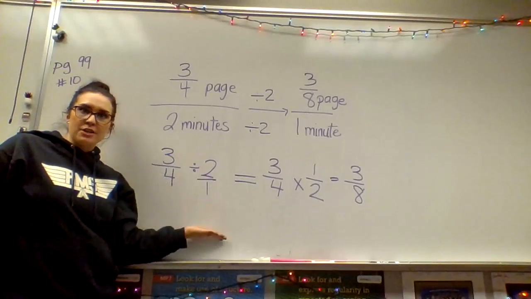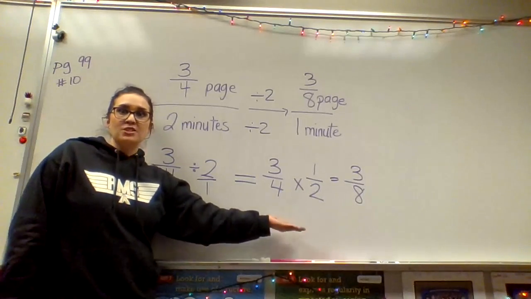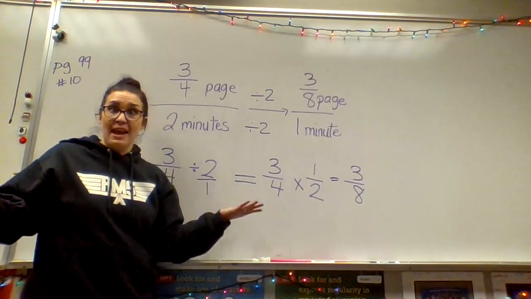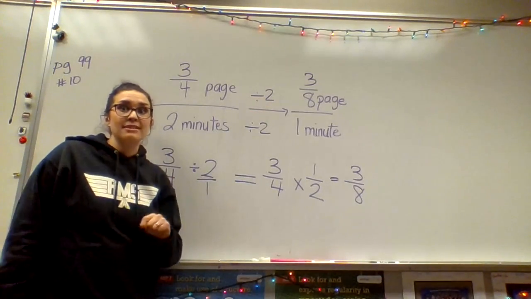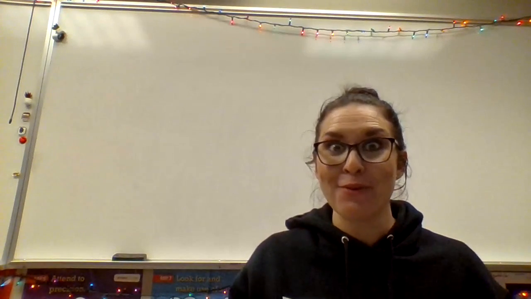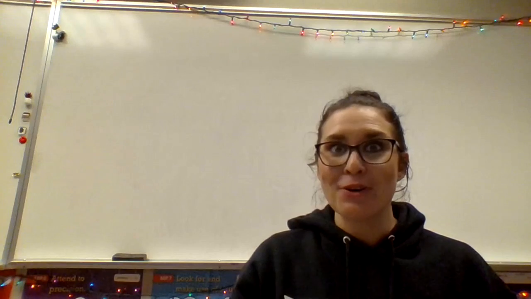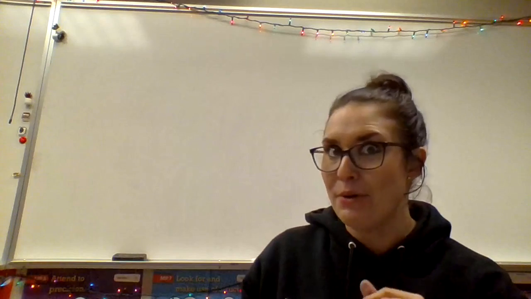So we got our division sentence. We know that we were able to do our keep, change, flip to make it multiplication. We were able to solve for 3/8. And again, my friends, that means that I am able to read 3/8 of a page in 1 minute. All right, my friends, so that was just a quick run through for lesson 2-2, which goes over those ratios, rates, unit rates, but with fractions.